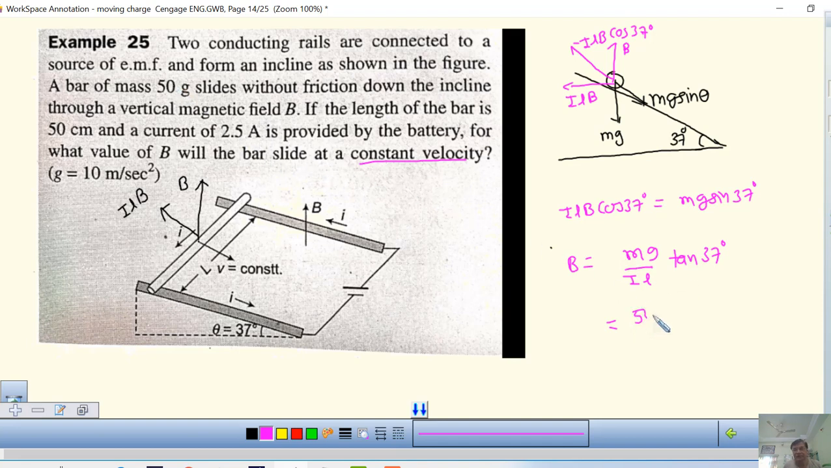So 50 upon 1000. G is 9.8. Current is 2.5 ampere and length is 0.5 meter. Tan 37, that is 3 by 4. So if you simplify it, it comes out to be 0.3 Tesla. So this is your answer.